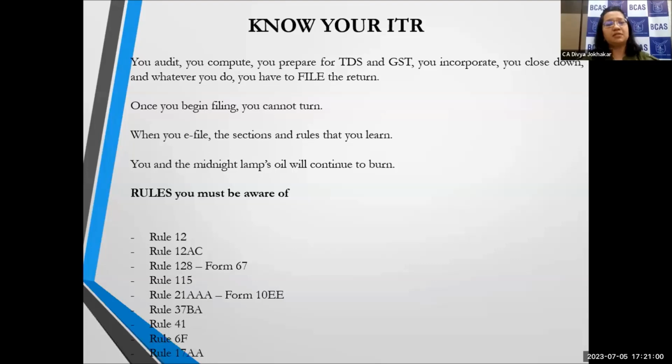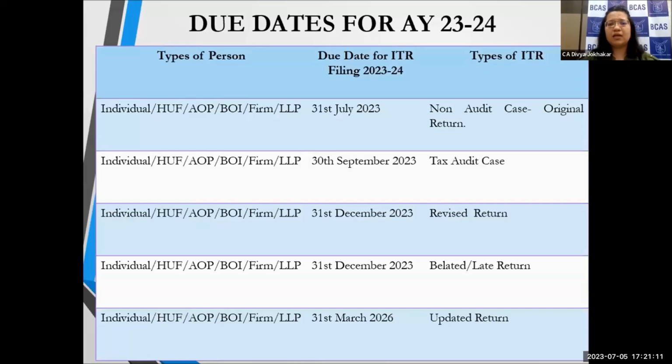Rule 17AA has been introduced very recently for the maintenance of books of accounts by charitable trust, which will also be reflected in your Form 10B and 10BB. Here are some due dates: 31st July, forthcoming due date for non-audit cases for all the assessees mentioned herein.